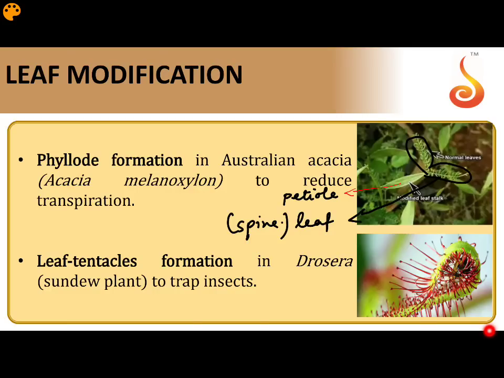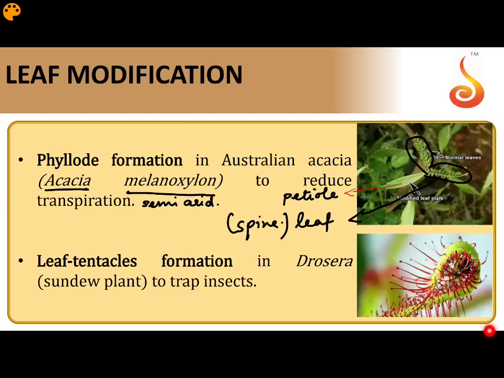The common name is Australian acacia. The biological name is Acacia melanoxylon. This grows in semi-arid regions. What is semi-arid? Partially dry condition. Australia is not completely a mesophytic zone. It has a little drier regions also.